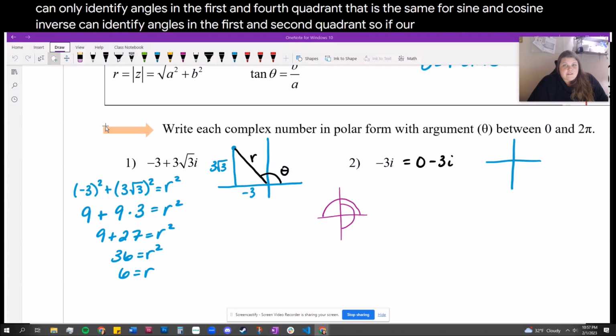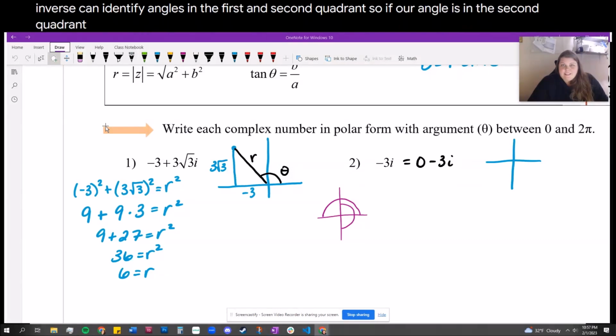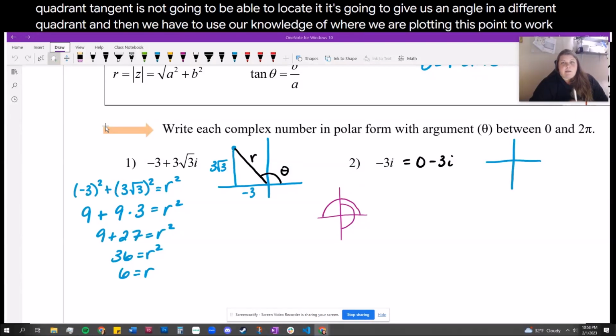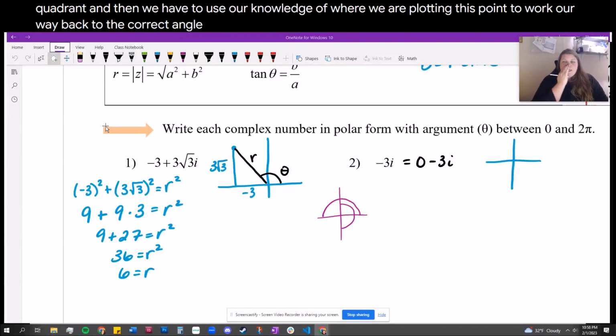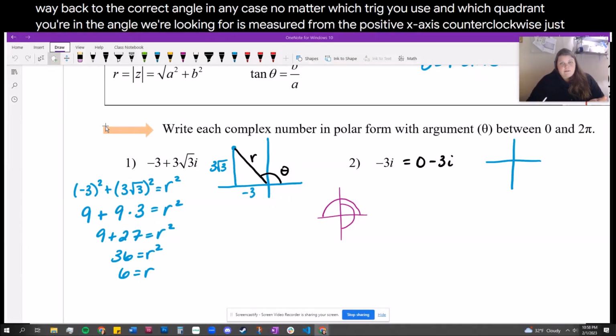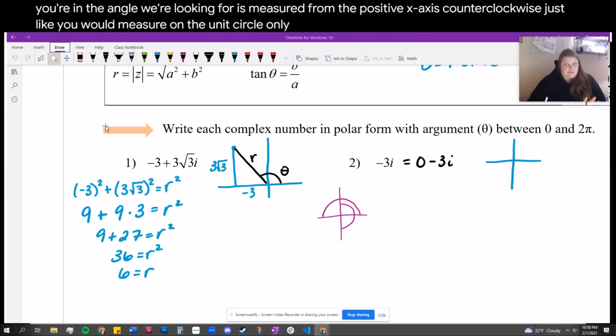So if our angle is in the second quadrant, tangent is not going to be able to locate it. It's going to give us an angle in a different quadrant, and then we have to use our knowledge of where we are plotting this point to work our way back to the correct angle. In any case, no matter which trig you use and which quadrant you're in, the angle we're looking for is measured from the positive x-axis counterclockwise, just like you would measure on the unit circle when we first started working with angles.